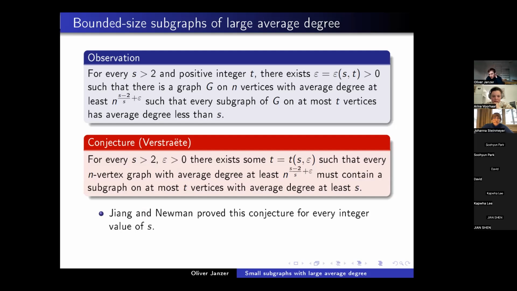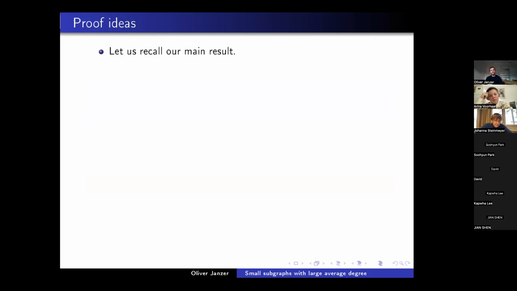So this conjecture was proved for integer values of s by Jiang and Newman, and we proved this conjecture for all values of s. So what I want to do in the rest of the talk, first I will give some ideas about the proof of not this result, but the previous one, the one with this specific bound on the size of the small subgraph. And then I'll mention some interesting open problems related to this.